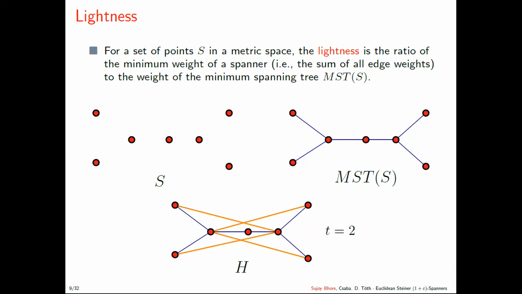Another fundamental parameter is lightness. For a set of points S in a metric space, the lightness is the ratio of the weight of a spanner, that is the sum of all edge weights, to the weight of the minimum spanning tree. In this example, we see that if we demand it to be a 2-spanner, again we have to add the orange edges to the minimum spanning tree, and then the ratio is between the minimum spanning tree weight and the spanner weight.